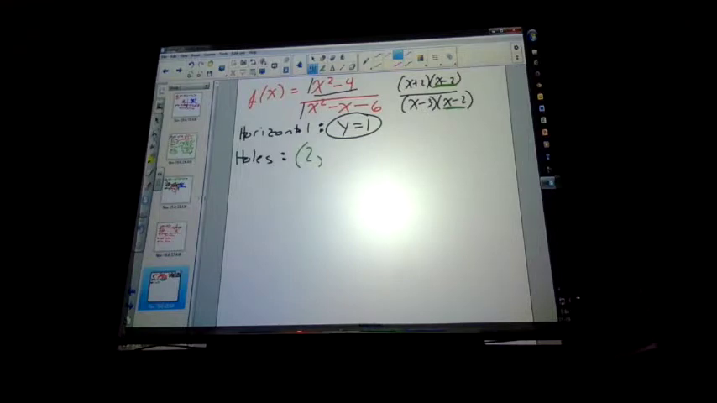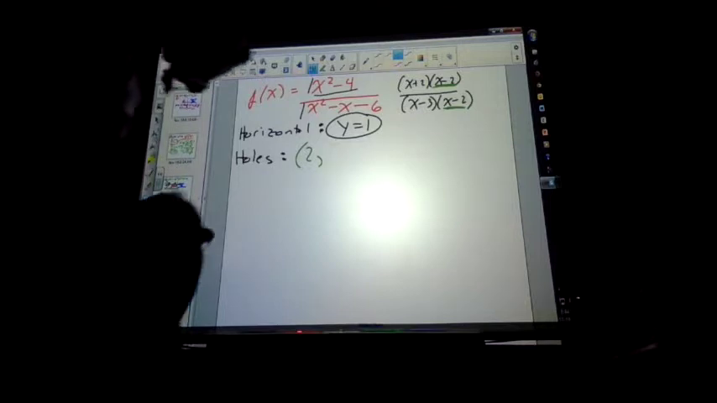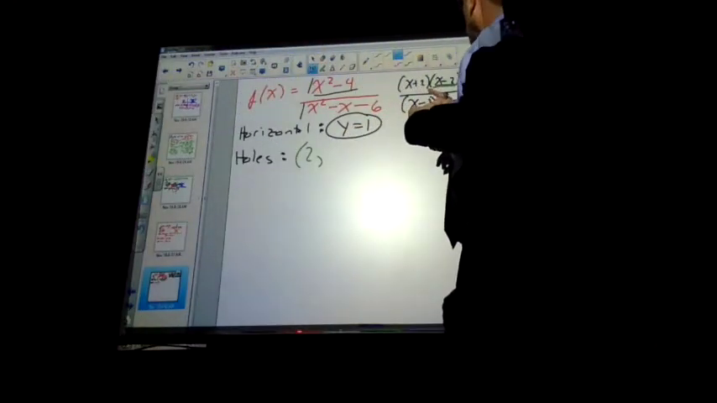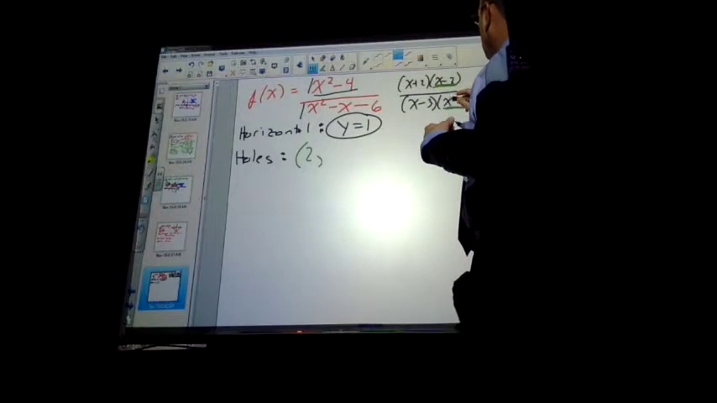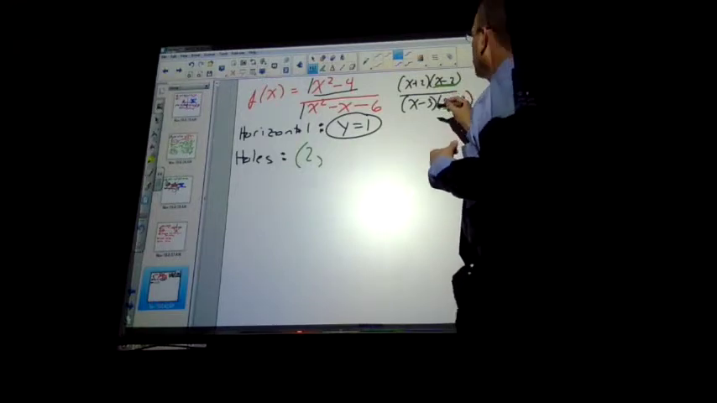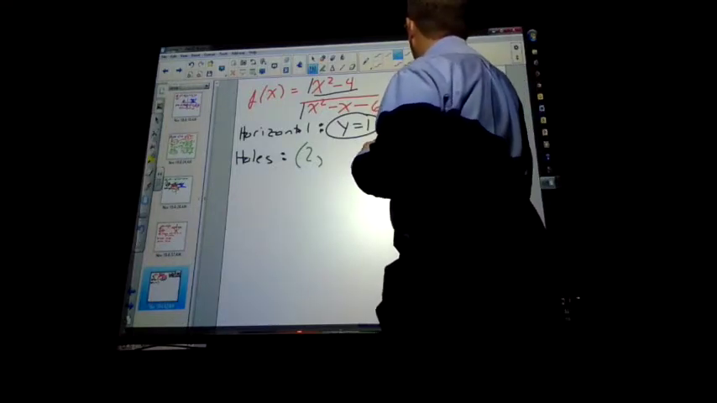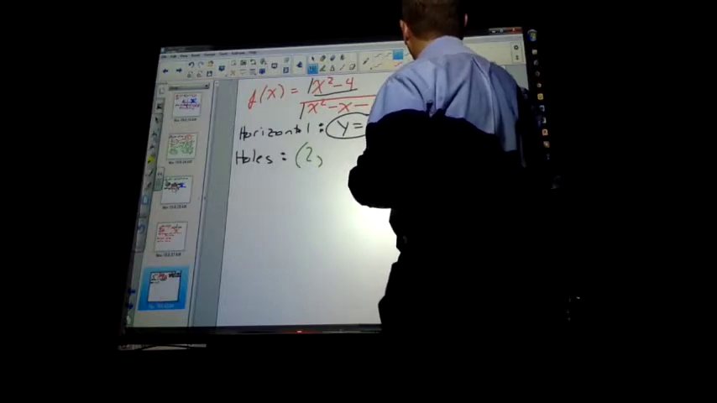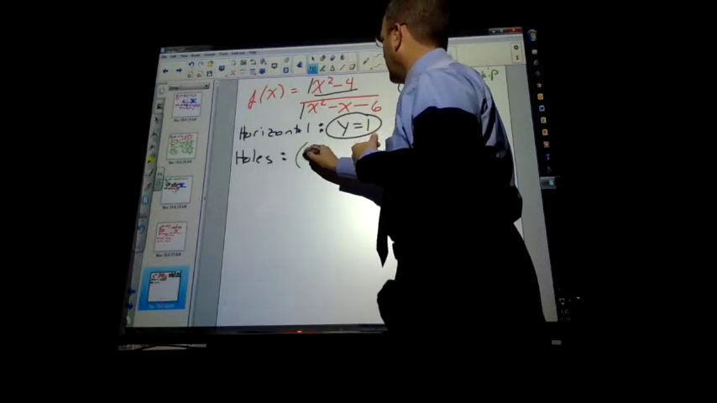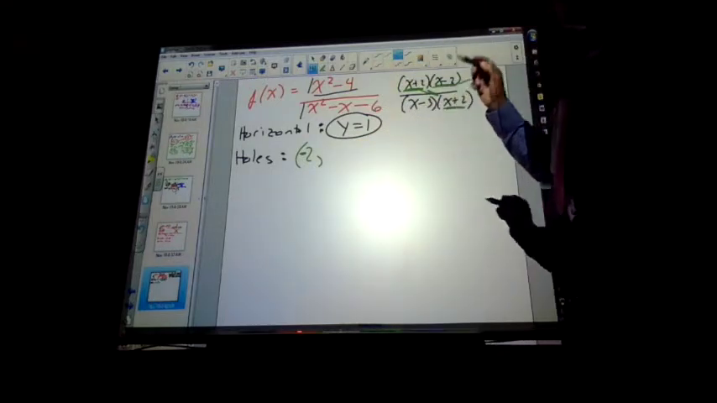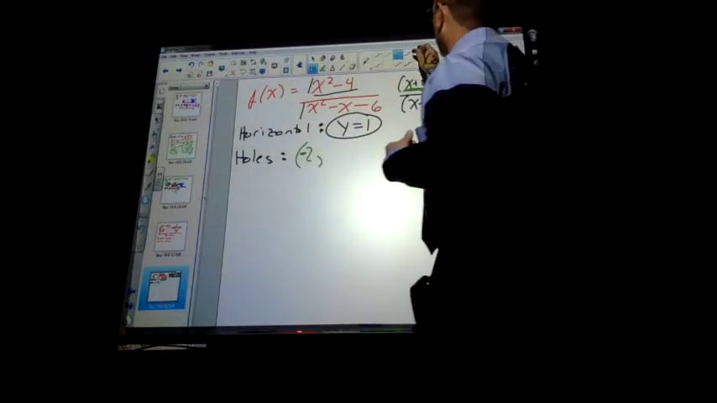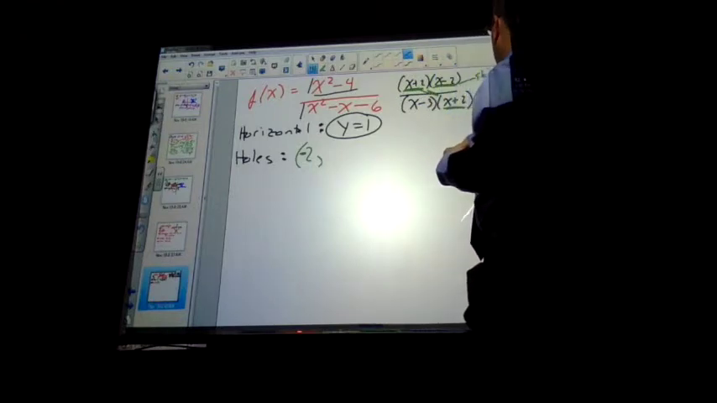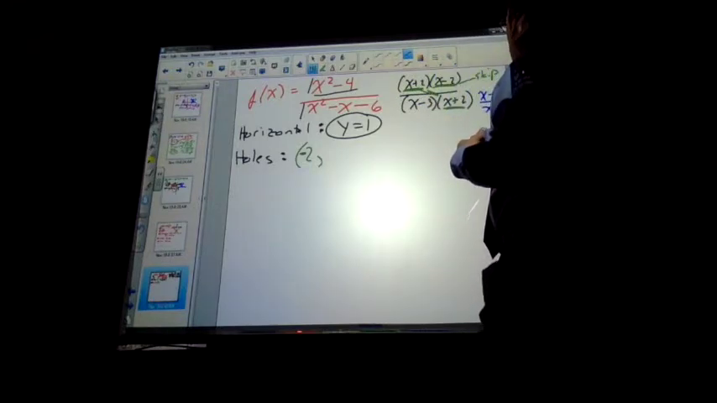I think it's a positive 2. It is a positive 2. That's why I have positive 2. I'll put it back in the factor. x minus 2. Oh, that's a plus? Uh-oh. So it'd be negative 2. So that's the hole. Make that a negative 2. Thank you. So what I have left is x minus 2 over x minus 3.